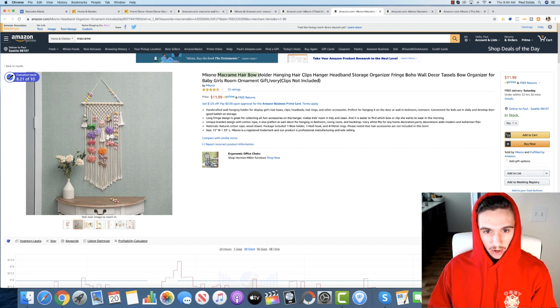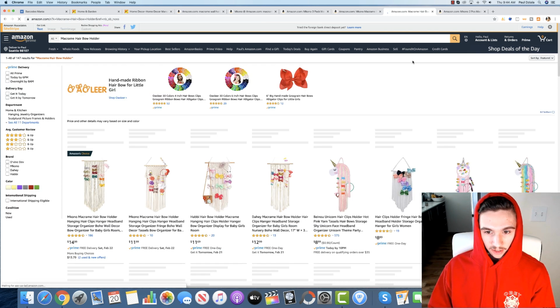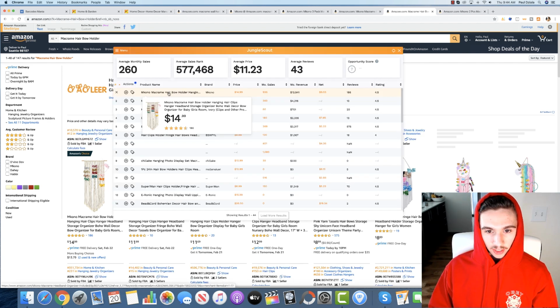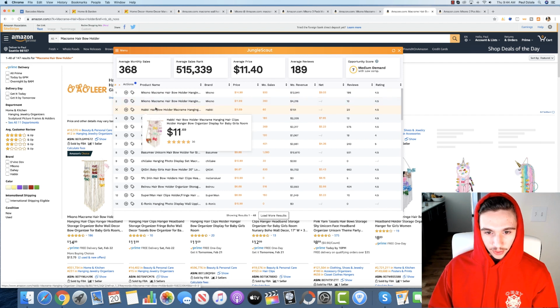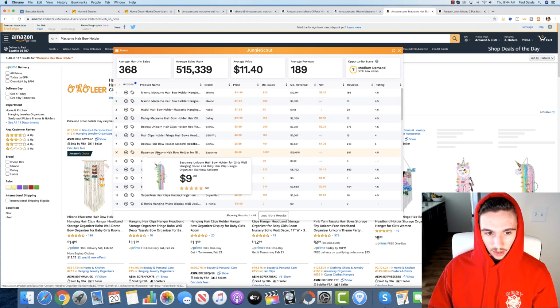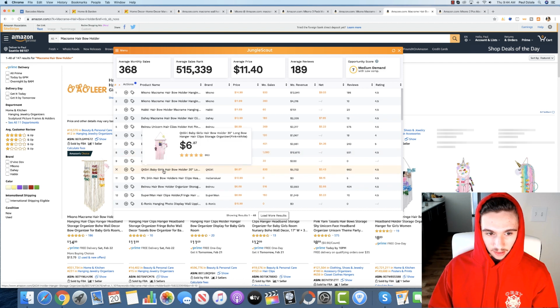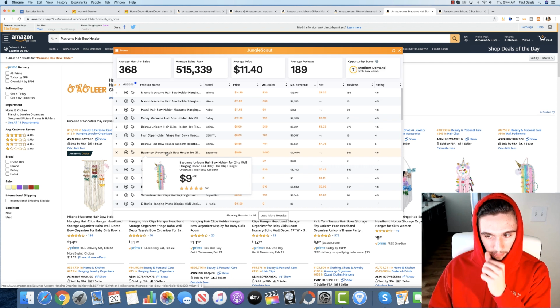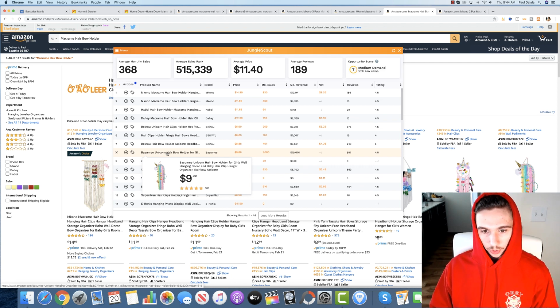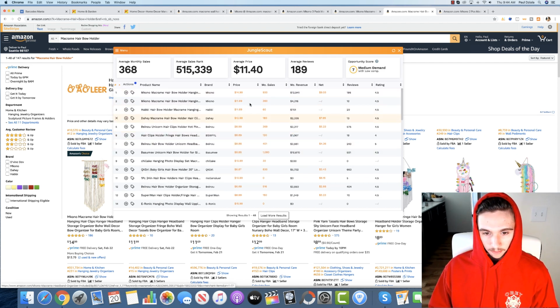A macrame hair bow holder. Oh my god, there's a lot of them. I wasn't expecting that. Wow. Okay, so they actually have a successful one. And they have the second most successful one. I'm going to call that dominated. But look what he did. He stood out with the unicorn thing. Unicorn hair bow holder. Demand isn't too impressive. Doesn't really meet my criteria for the demand.